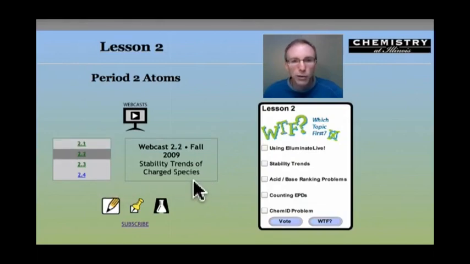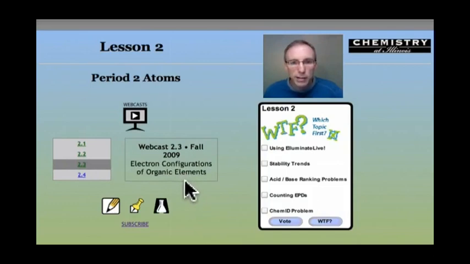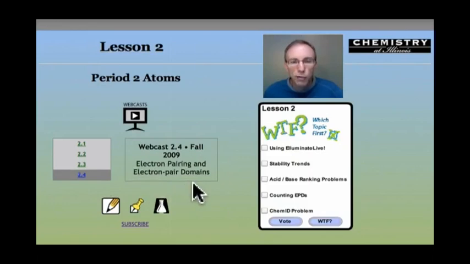In webcast 2.2, we'll talk about the very important stability trends of charged species. The information in this webcast is going to be used throughout the entire semester and beyond. In 2.3, we'll introduce or maybe reintroduce the ideas of electron configuration of the organic elements. And in 2.4, we'll talk about electron pairing and introduce the concept of electron pair domains. All right, let's get started.